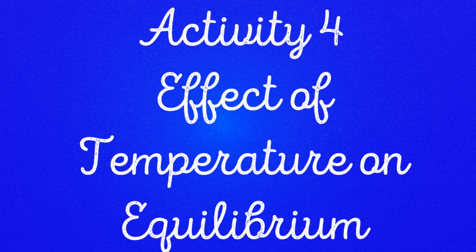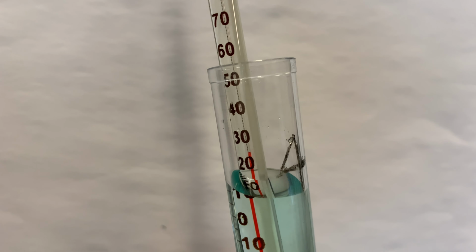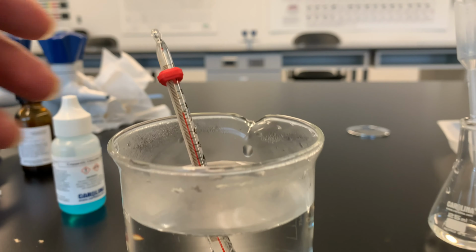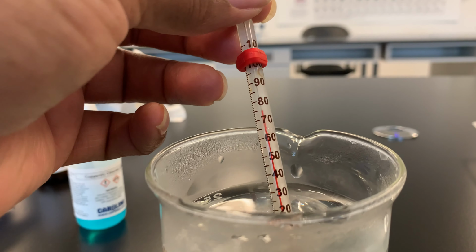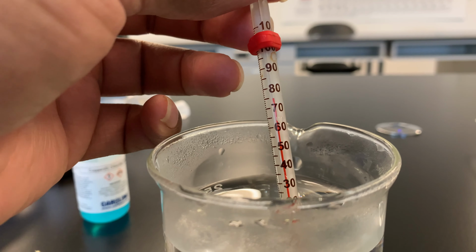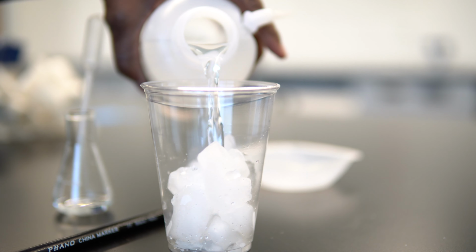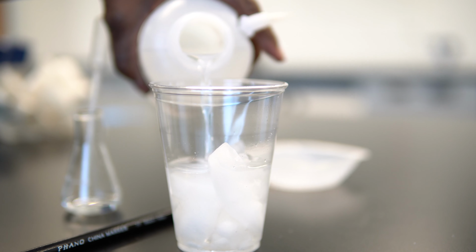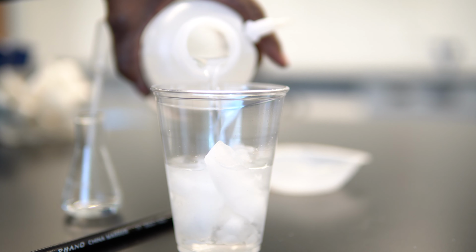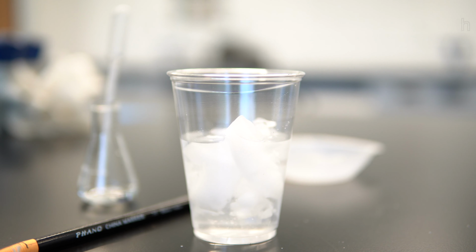Activity 4. Effect of temperature on equilibrium. Record the temperature and color of the solution in test tube number 4. Fill a 250 milliliter beaker with hot tap water. Record the temperature of the hot water bath in data table 2. Fill a 10-ounce plastic cup half full with ice cubes and then add water. Record the temperature of the cold water bath in data table 2.